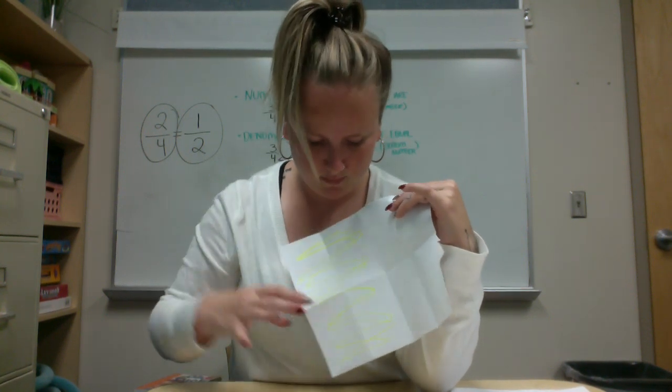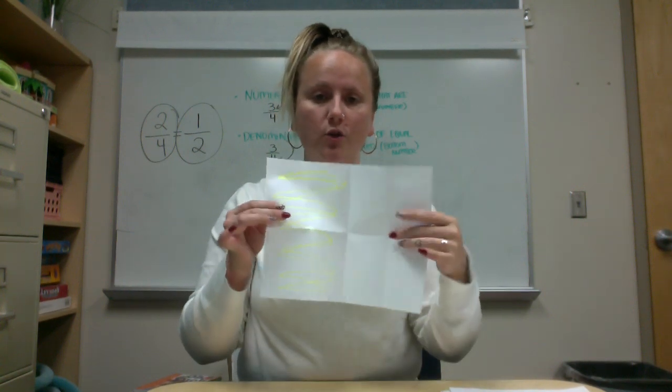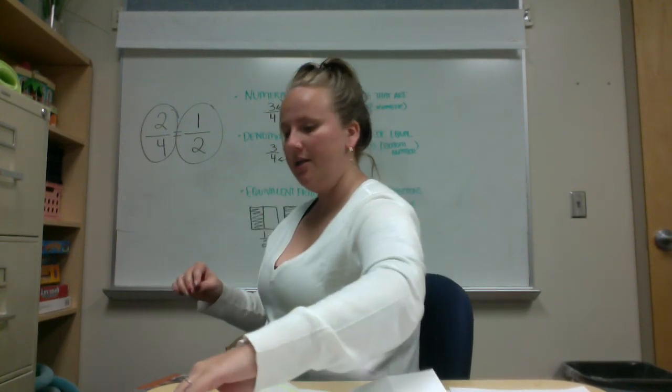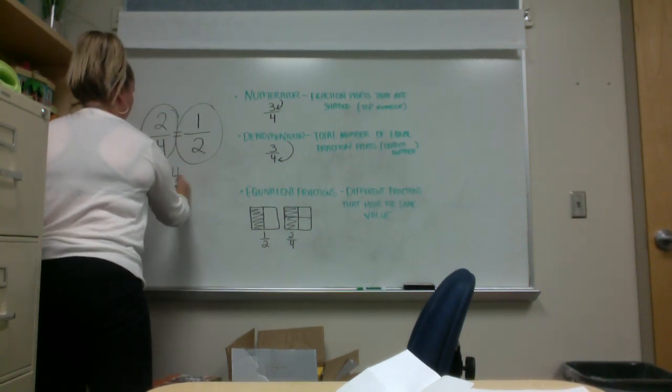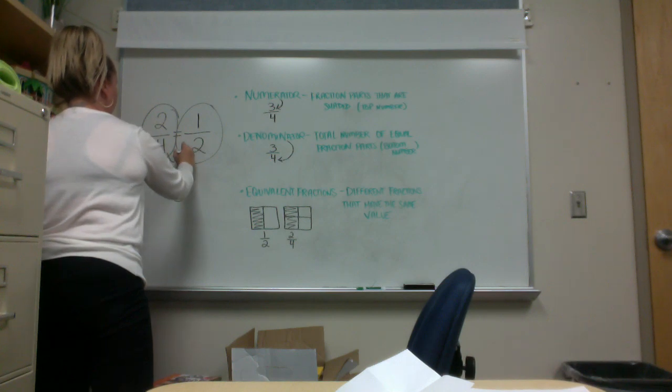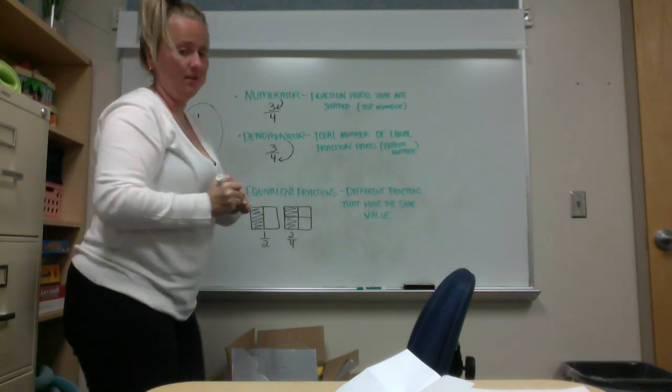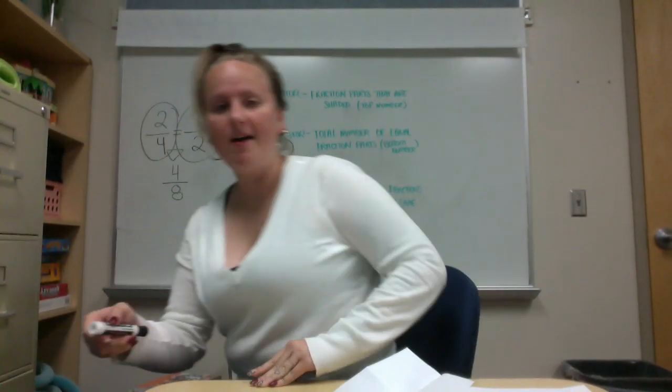And then let's count the shaded parts. 1, 2, 3, 4. So if we were to write this fraction now, it would look like this. 4 shaded parts over 8 total parts. These all equal the same number or value.